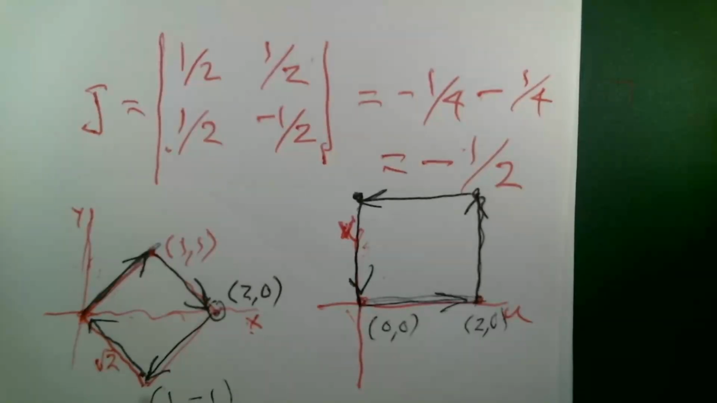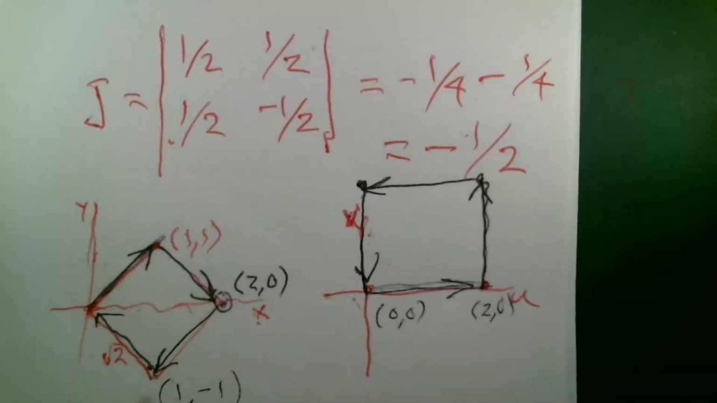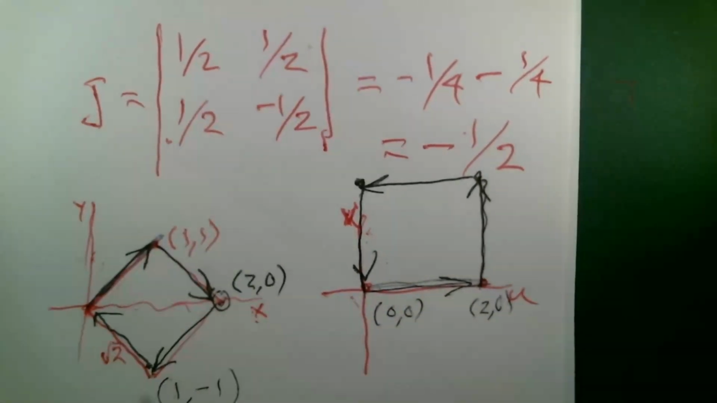Now, one thing to notice, and this explains why this number came out negative, is this is a clockwise oriented passage around the diamond, and this is a counterclockwise oriented passage. That's why we're getting the negative sign in the Jacobian determinant. But let's just check that 1/2 is the right factor.